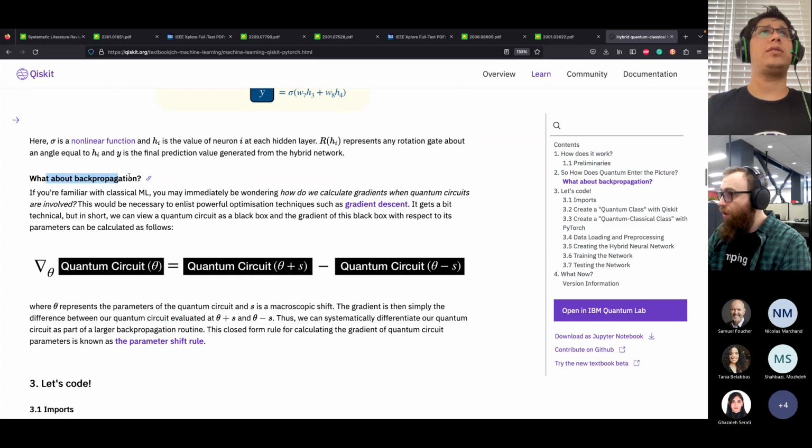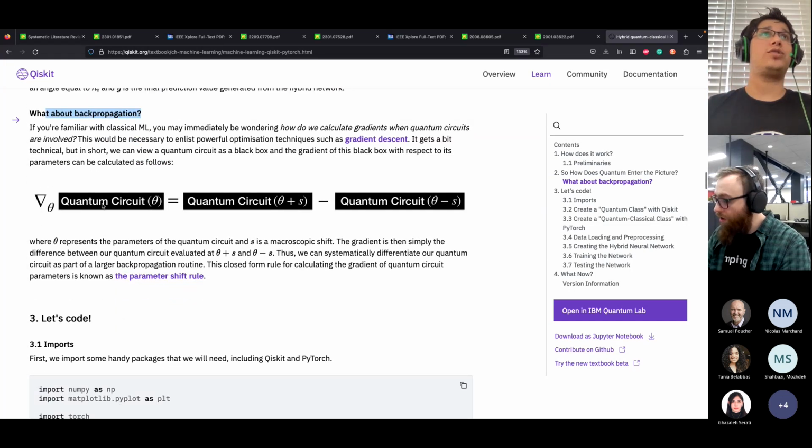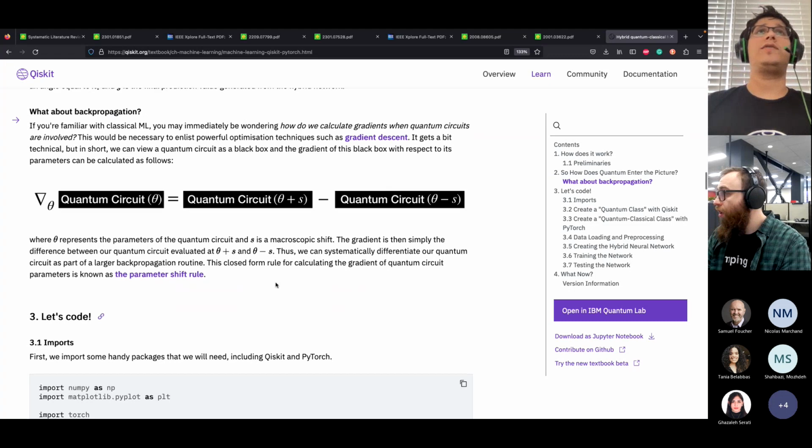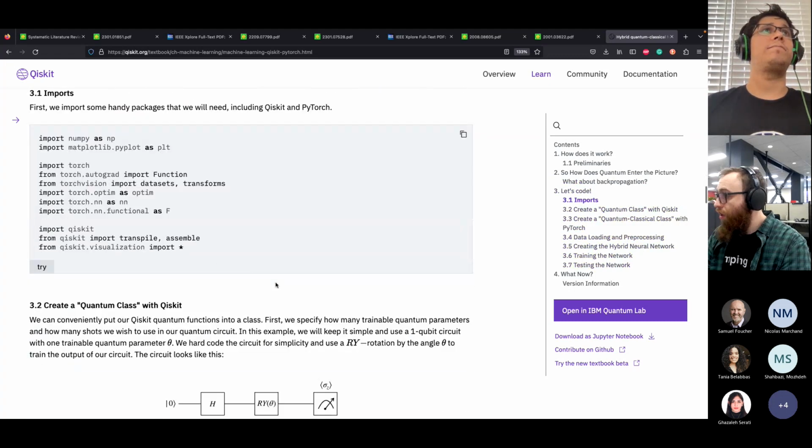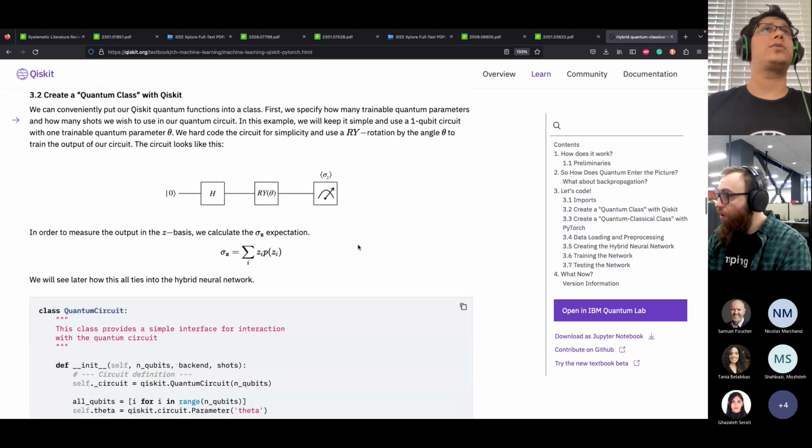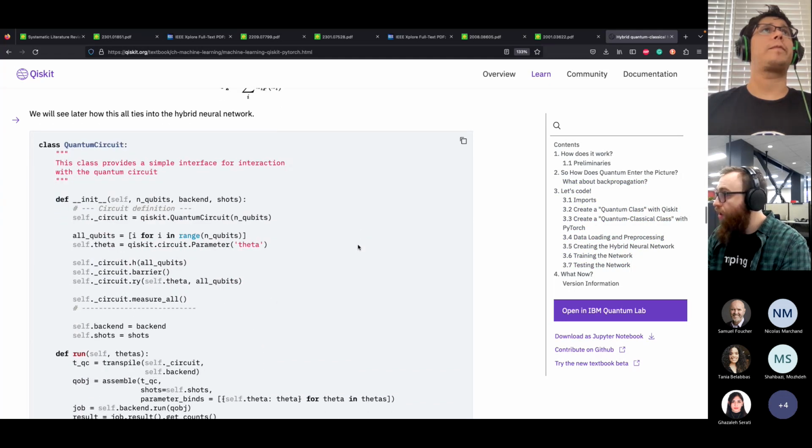Backpropagation is the algorithm we use in PyTorch and deep learning in general to compute the gradient with respect to parameters to do the optimization. This has been done also for quantum circuits. You have this trick called parameter shift to obtain the gradient of a quantum circuit with respect to the rotation parameters. All of this works really well together. What else do they have here?